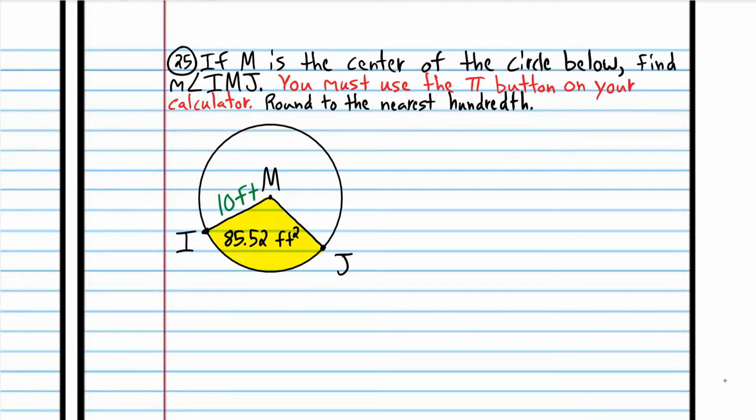So we're going to use the formula, the area of the sector IMJ, and I guess I can just write A, capital A for area. I'll just do that. The area of the sector is equal to the total area of the whole circle times a fraction. Now, why is it times a fraction? Well, because we're not trying to find the area of the whole circle. We're just trying to find the area of the yellow part of the circle.